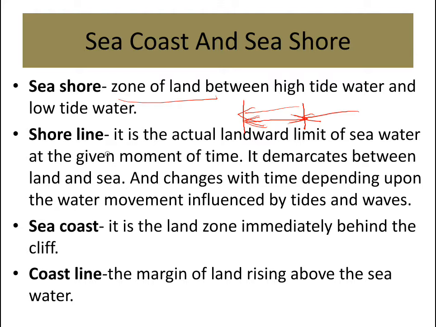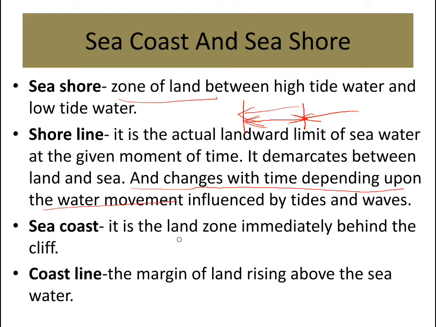is called seashore. And shoreline is the actual landward limit of sea water at a given moment of time. So the shoreline changes according to time, depending upon the position of the waves and tidal water. It changes depending upon the water movement influenced by tides and waves.